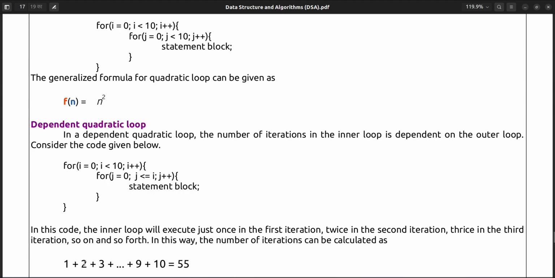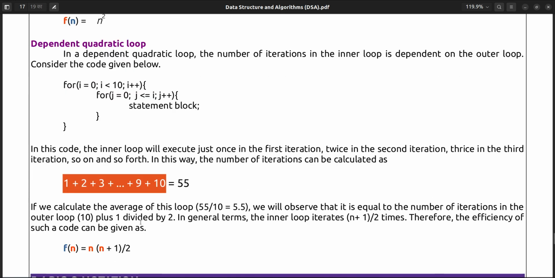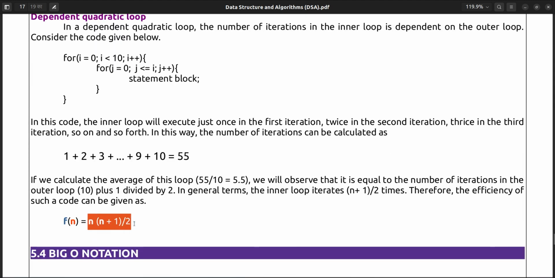So this is simple. This is the formula for the sum of the first n natural numbers: n into n plus 1 divided by 2. That only, n into n plus 1 divided by 2 only.